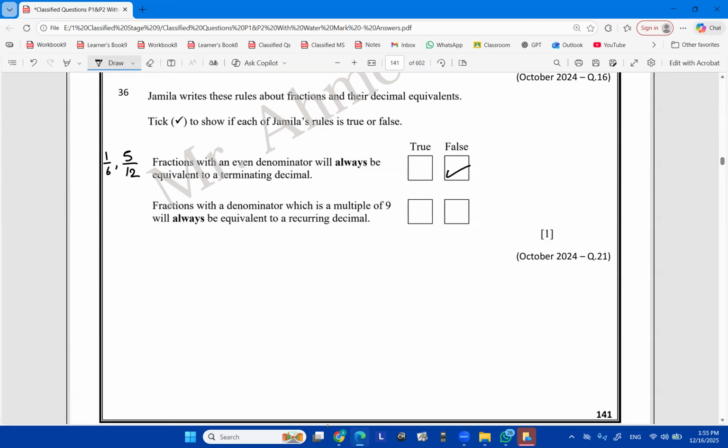False. Fractions with a denominator which is a multiple of 9 will always be equivalent to a recurring decimal. Always, mister? Well, what do you guys think about this?